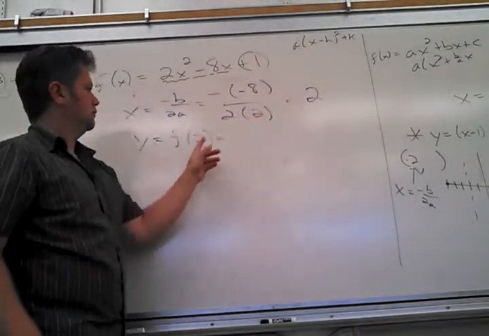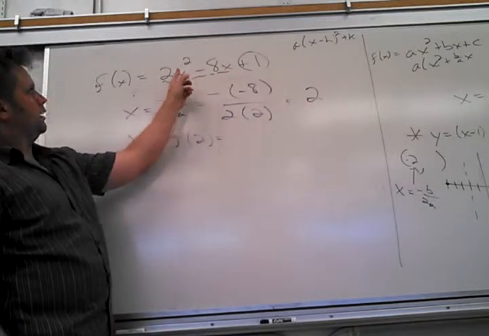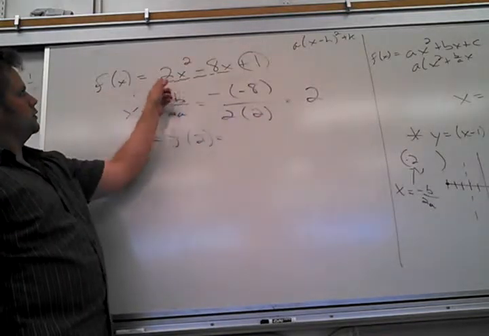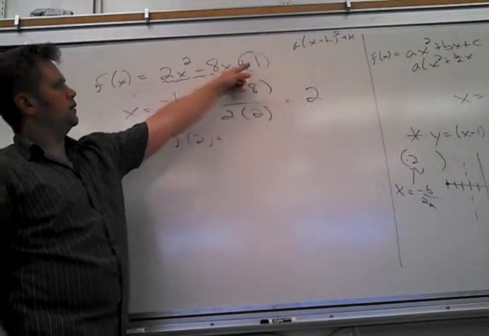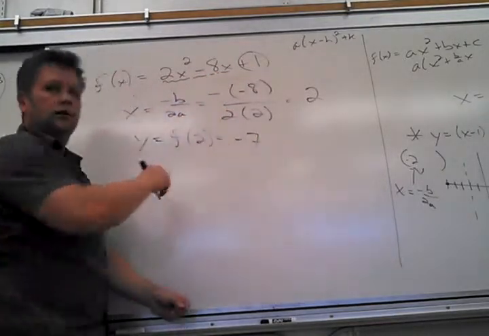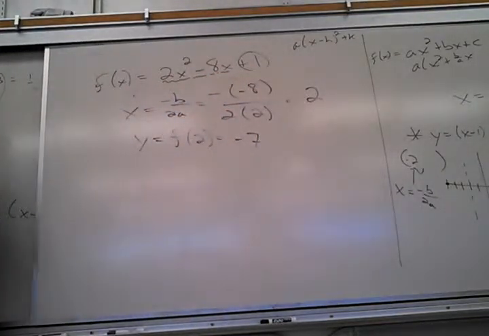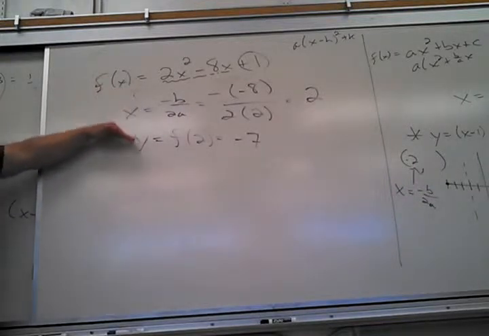So if I plug a 2 in, what do I get here? I get 2 squared is 4, times 2 is 8, minus 16 is negative 8, plus 1 is negative 7. That sounds familiar. Right, it was (2, negative 7), the vertex. That's a very quick way to find the vertex.